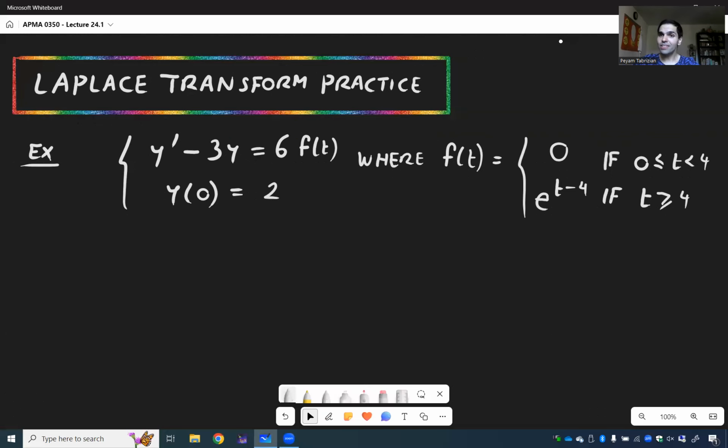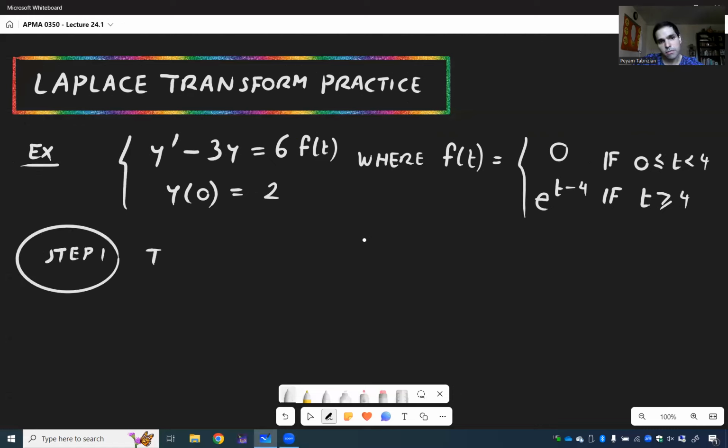All right, welcome to the second midterm review session, and let's talk about the elephant in the room, which are Laplace transforms. And in particular, let's try to solve the differential equation y prime minus 3y equals 6f of t with initial condition y(0) = 2, where f is this jump function that's 0 until 4 and then jumps to e to the t minus 4. And of course, the first step, as usual, is to take Laplace transforms.